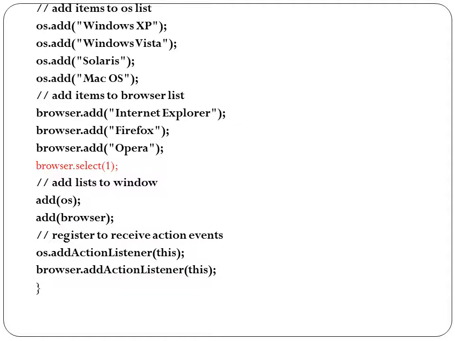Then the items we are adding to the list using the add method. We are adding 4 items to the first list. In the second list we are adding 3 items. And another important thing is browser.select(1). That means the Firefox option, that is the item at position 1, Firefox, will be automatically selected when the window is displayed. Then we are adding both lists to the applet window. And here to receive action events, we have to register listeners. So we are adding an action listener to both the OS list and the browser list.